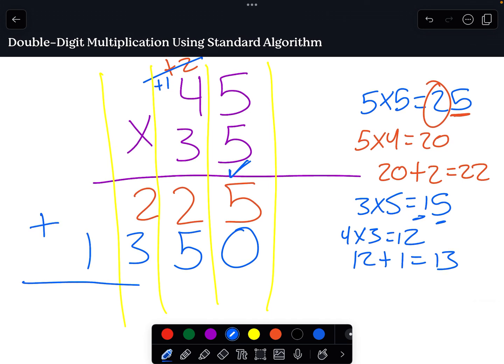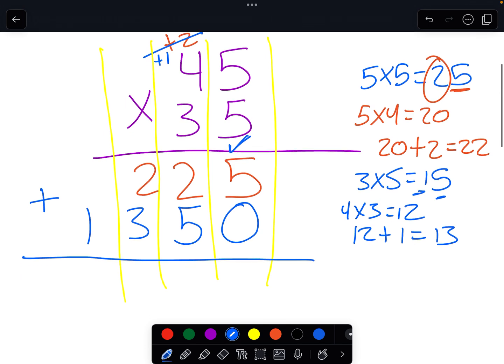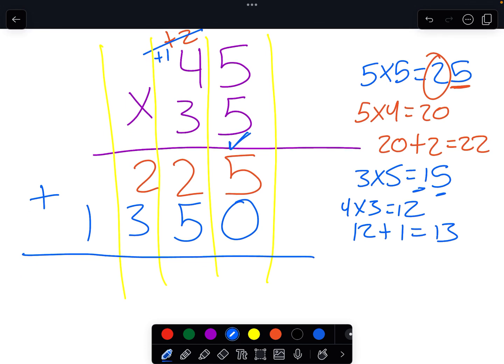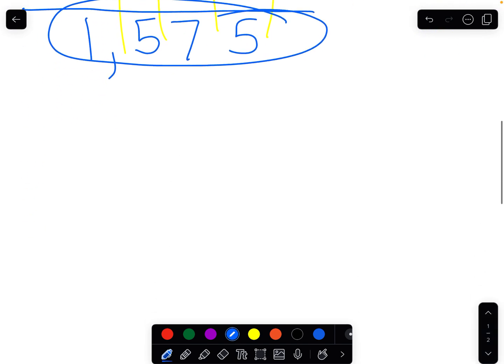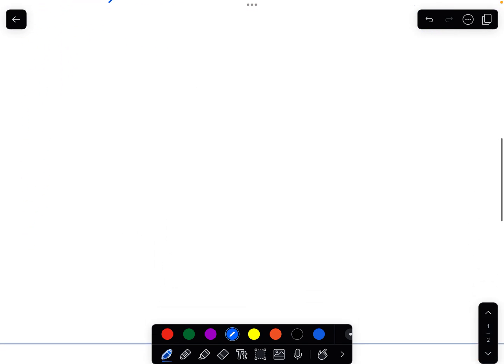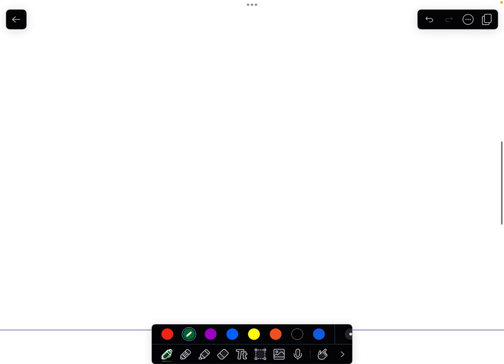And now we're almost done with the problem. All we have to do is add these numbers up. 5 plus 0 is 5. 2 plus 5 is 7. 2 plus 3 is 5. 1 plus nothing. You can put a 0 there if you want. It's just 1. What's our answer? 1,575. So 45 times 35 is 1,575. Let's do some more examples.